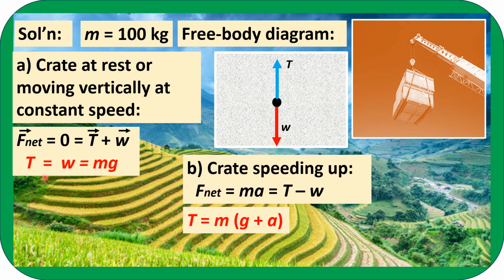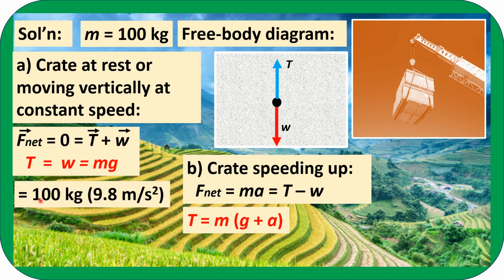the working equation for the tension force capital T is just equal to mg, mg being the formula for finding the weight W. So when you substitute, we have 100 kilograms as the mass of the crate times the acceleration due to gravity, 9.8 meters per second squared. So we will get the amount of the tension force capital T equal to 980 newtons. So 980 newtons is also the weight of the crate.